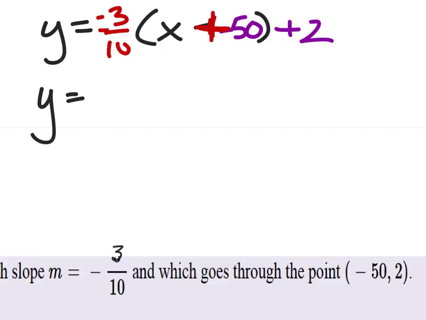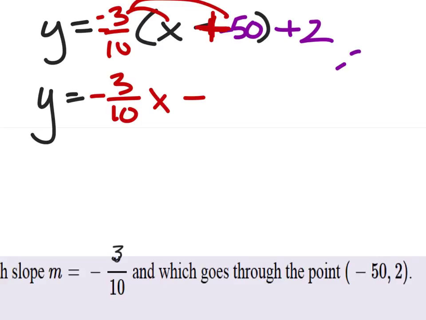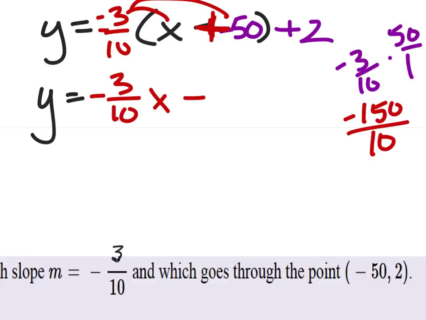So y equals, distributing this negative 3/10 gives us a negative 3/10 x. And then I've got negative 3/10 times 50. So let's look at that. Negative 3/10 times 50 over 1. So that would be a negative 150 over 10 by multiplying the numerators and denominators.